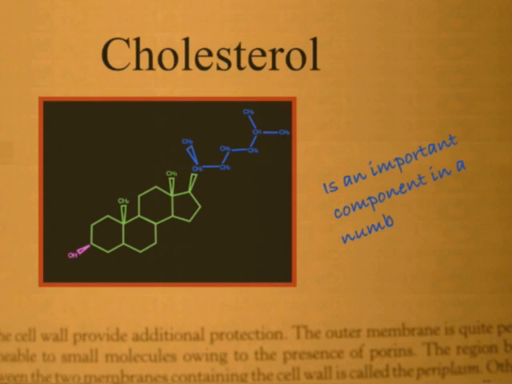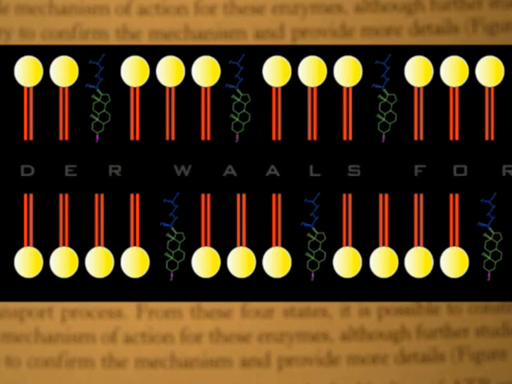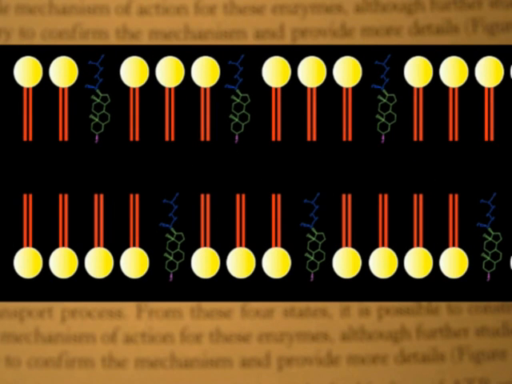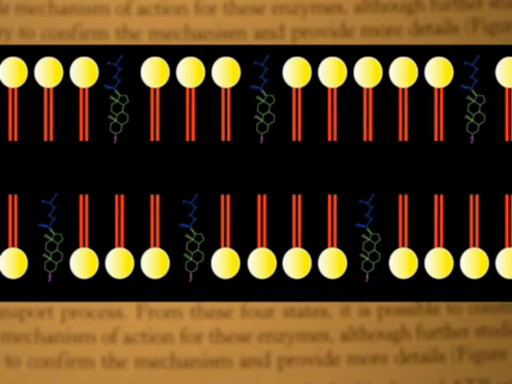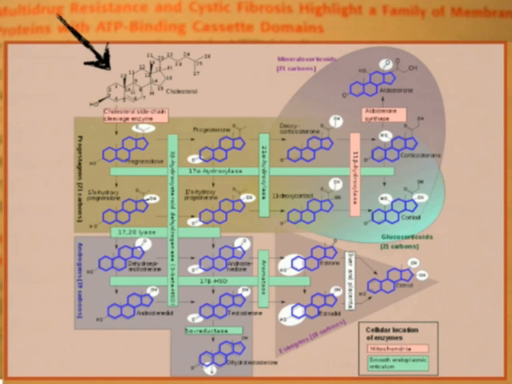Cholesterol is an important component in a number of body processes. For example, it makes up 25% of cell membranes and works to break up the van der Waals forces between the phospholipids. This leads to a more fluid and therefore dynamic membrane. Cholesterol is also used to synthesize a huge number of steroid hormones. These all have the characteristic 4 hydrocarbon rings and include well-known hormones such as testosterone and progesterone.